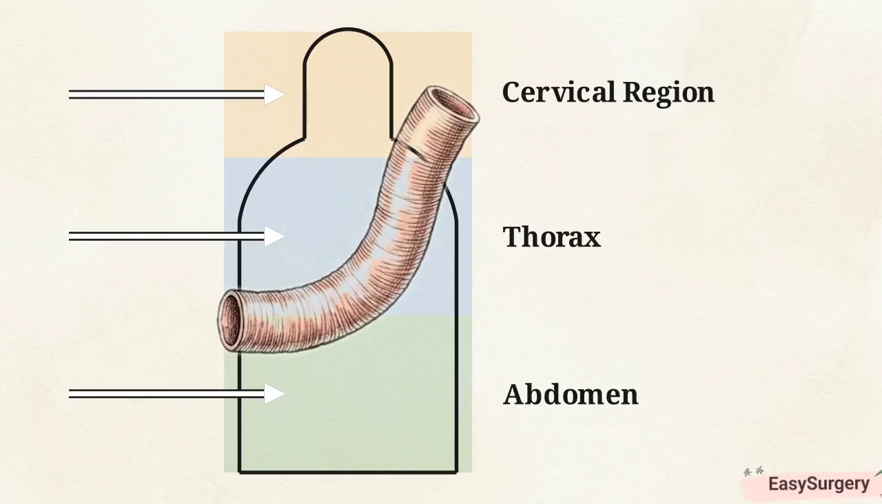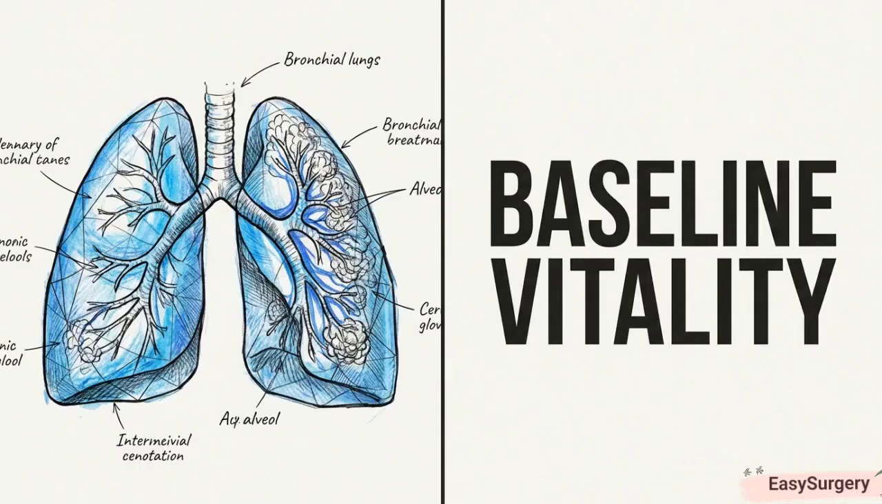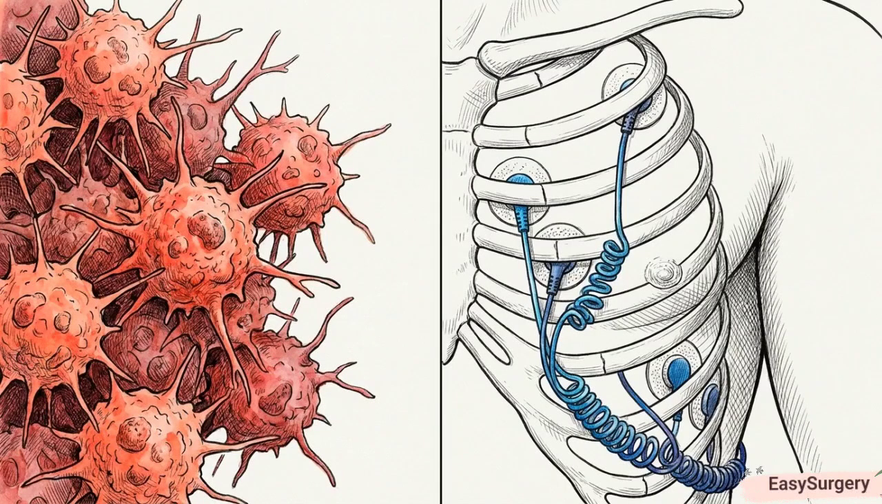That choice of access relies on two primary variables. The first is the precise anatomical location of the tumor. Location dictates the margins, exactly how much healthy tissue must be removed to ensure oncologic clearance. The second variable is the baseline physiological health of the patient, specifically their respiratory function and ability to withstand major trauma. Every esophagectomy forces the surgical team into a high-stakes calculation, balancing the geometric need to clear the cancer against the physiological cost of rebuilding the digestive tract.